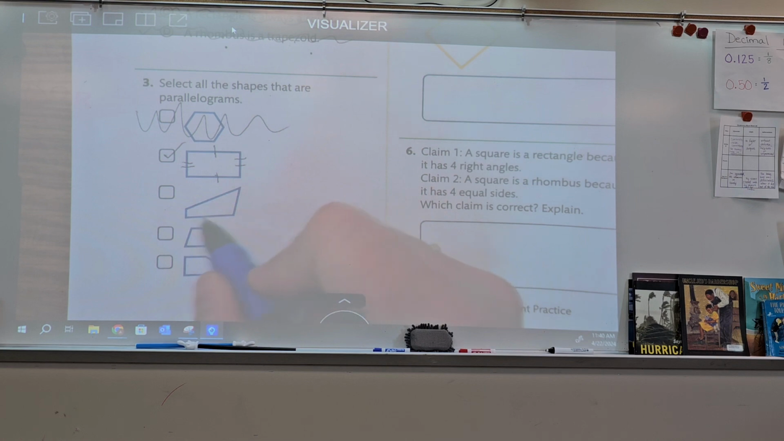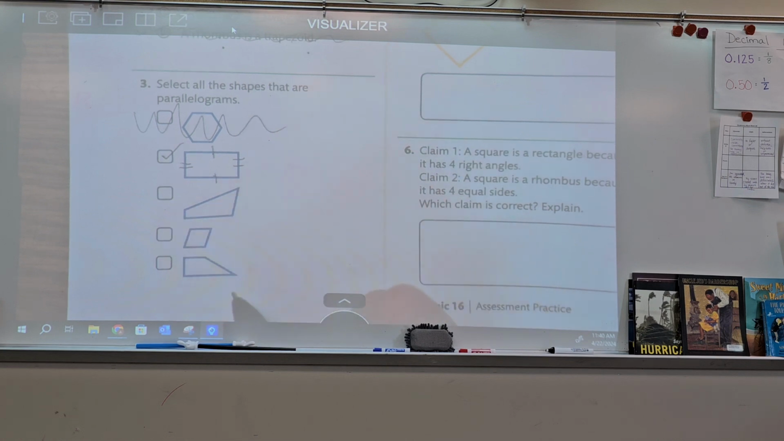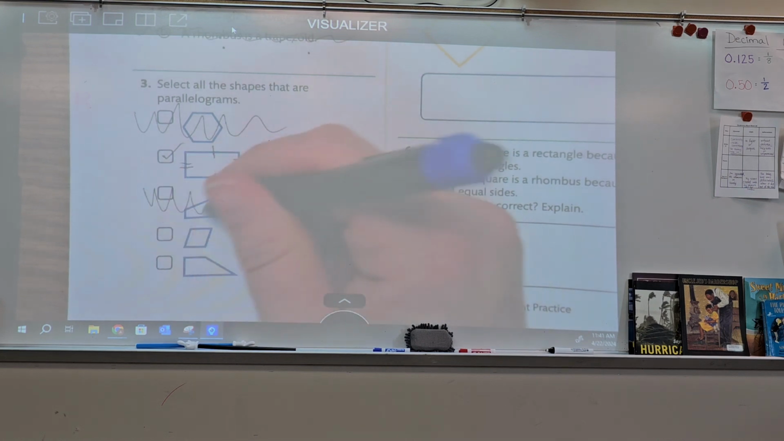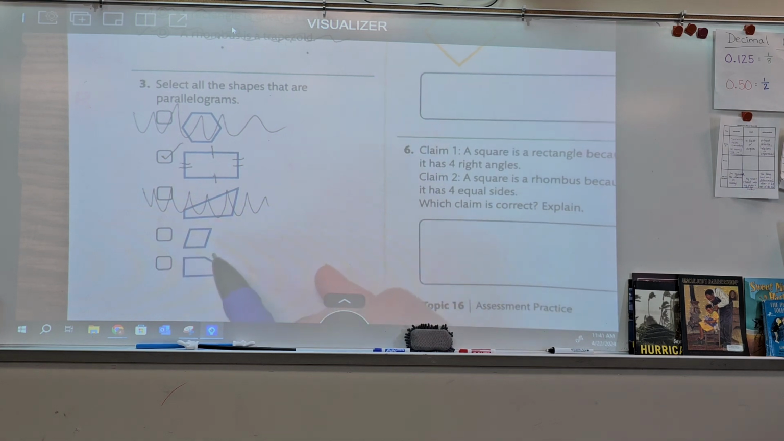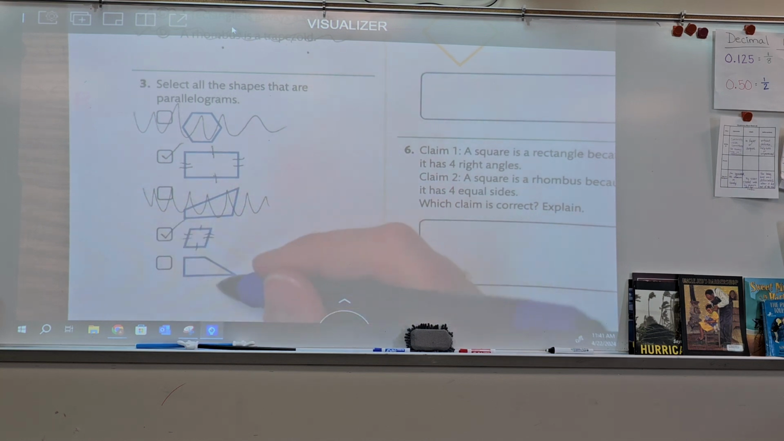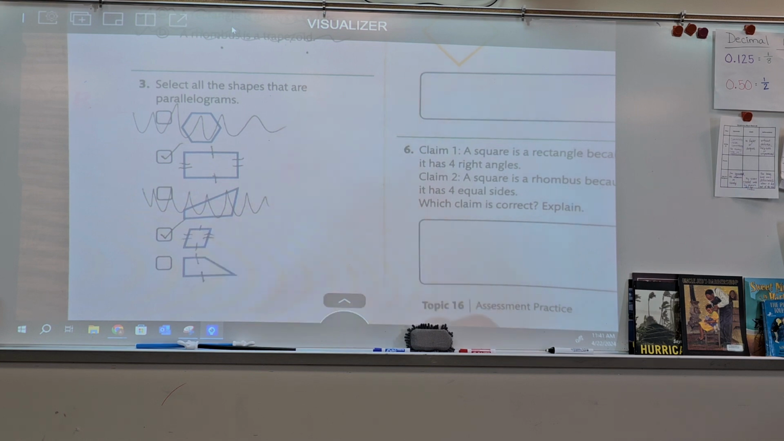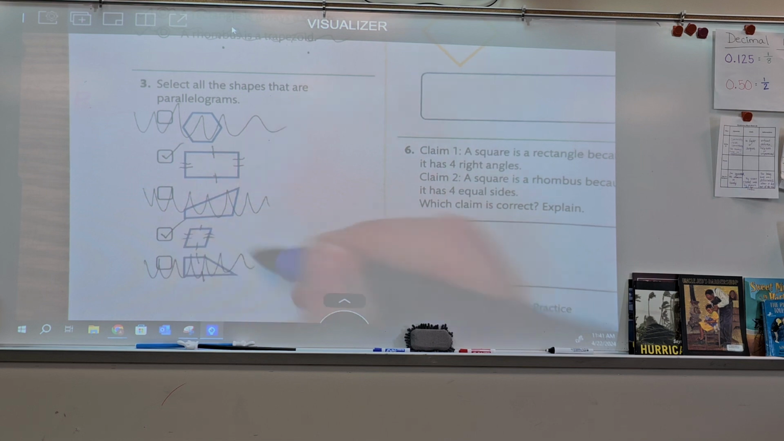Here, none of these sides are parallel, so I know that one can't be right. Here I have parallel sides there, parallel sides there. So because I have a pair of parallel sides, that one can be a parallelogram. This one I have parallel sides here, but these are not parallel, which means it is not a parallelogram.